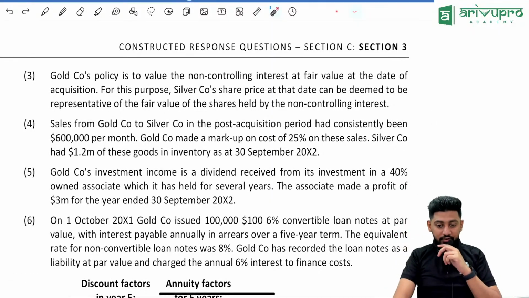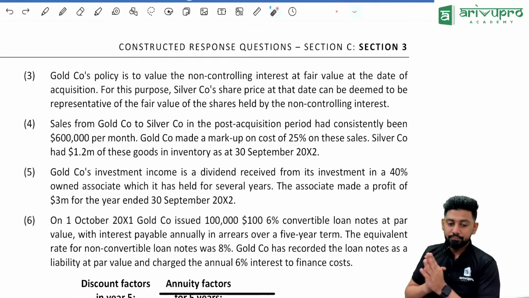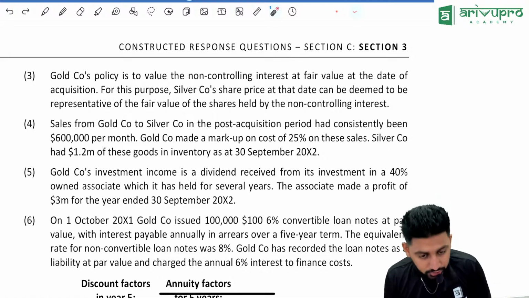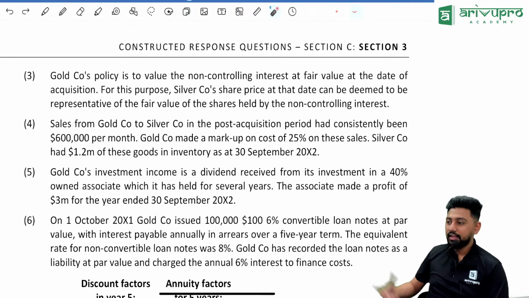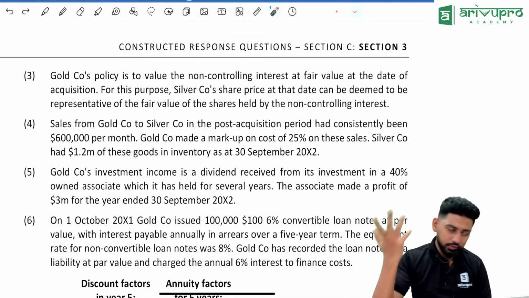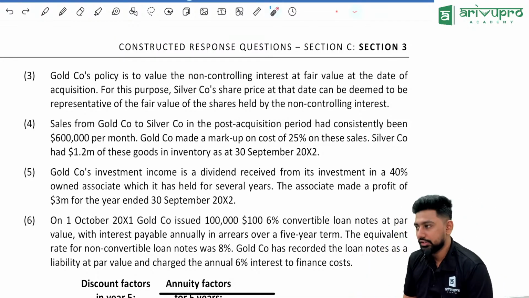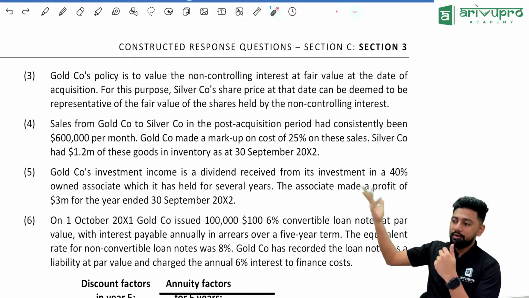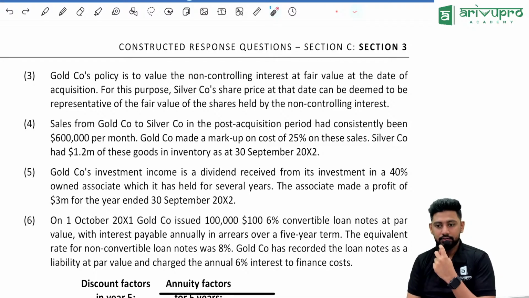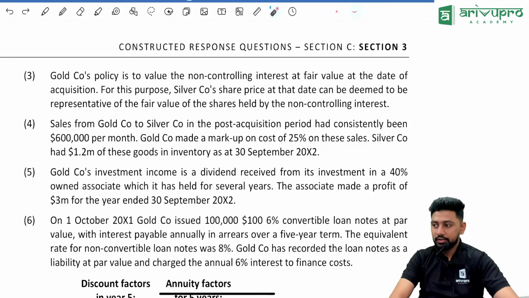Gold's policy is to value NCI at fair value at the date of acquisition for the purpose of Silver's share. Gold's share price at that date can be deemed to be representative of the fair value of the shares held by the NCI. I'm not going to even look at it. I know what it is. What am I going to do? I'm going to take my NCI interest for my NCI goodwill calculation. That's it. Are we clear?